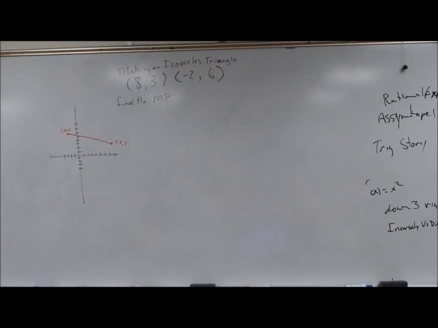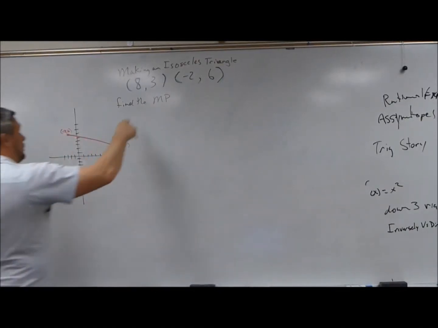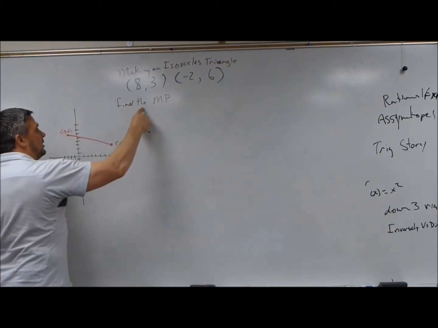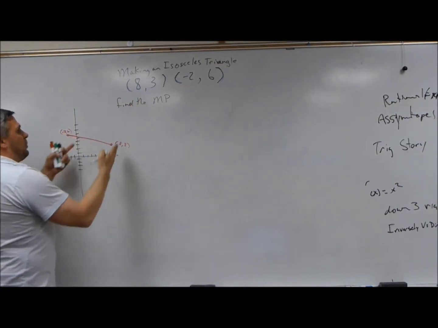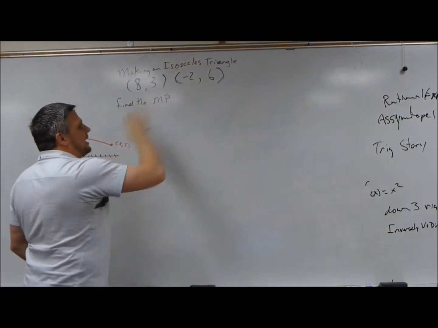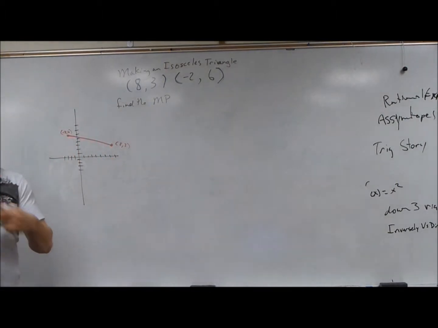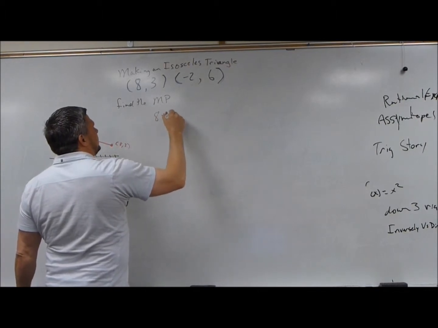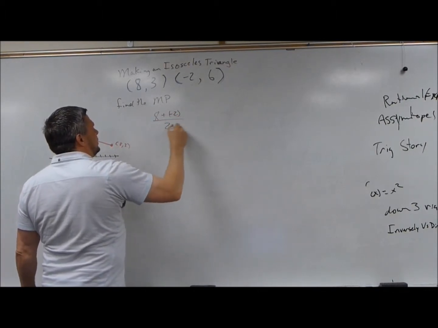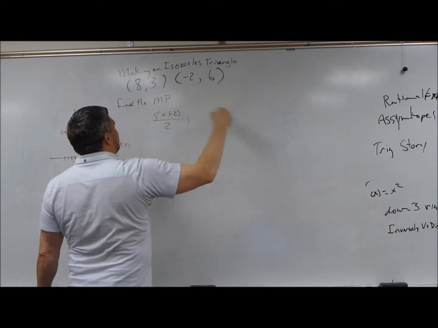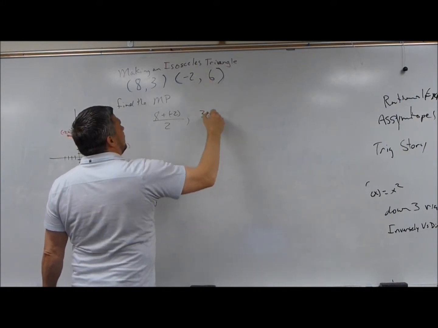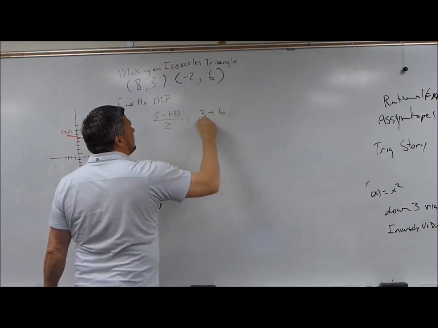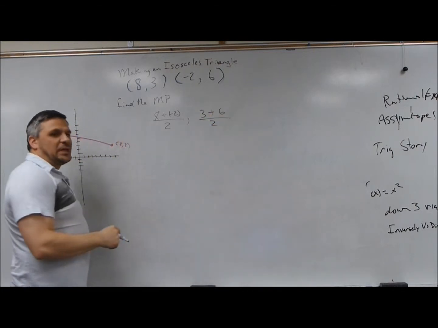All right, making this an isosceles triangle, we started with 2 points. First step is to find the midpoint of these 2 points. So I want to find the averages of the x's and the averages of the y's. So basically that's 8 plus negative 2 over 2, and that's 3 plus 6 over 2. Okay?